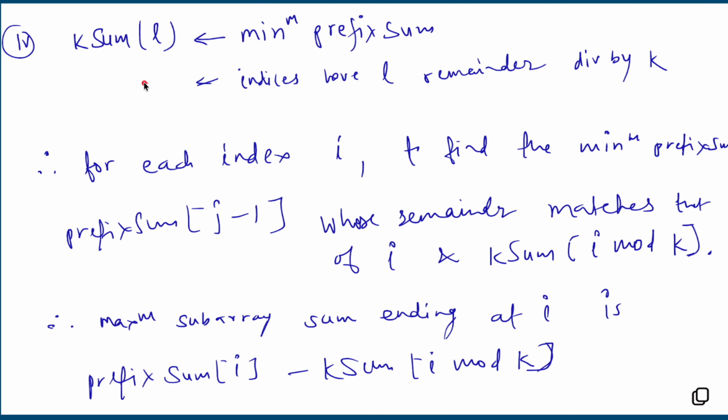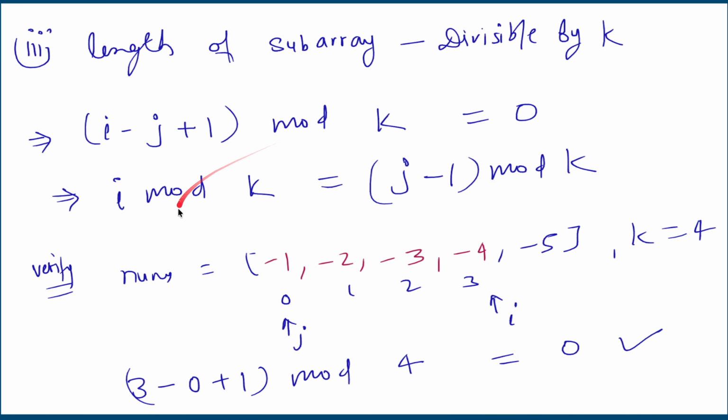Now let's talk about kSum at i. This is an array. kSum at i is the minimum prefix sum having the index whose remainder is divisible by k. So for each index we have to find the minimum prefix value. So the prefix sum j minus 1 we can say, whose remainder matches i mod k. So either you consider this one or you can say i mod k, it's also fine, because you can obtain these things from here, right?